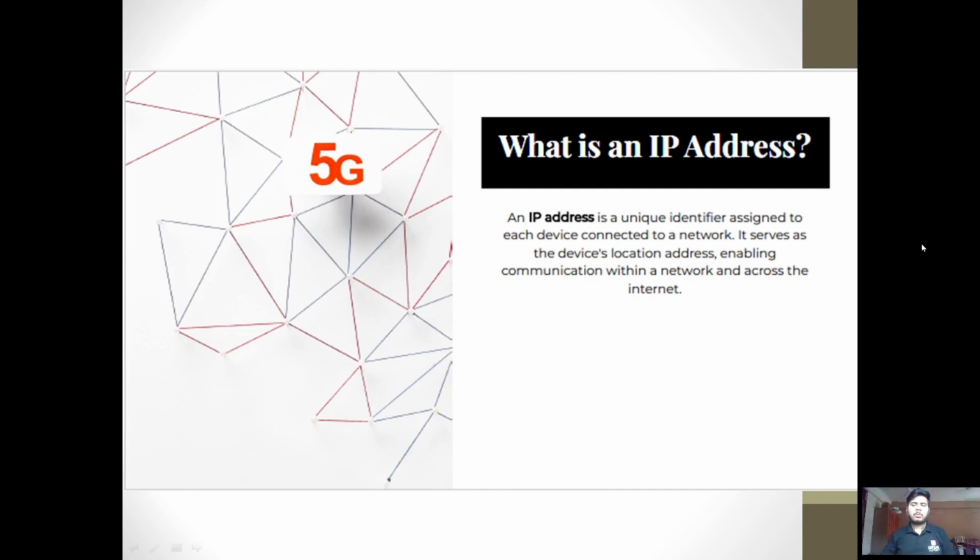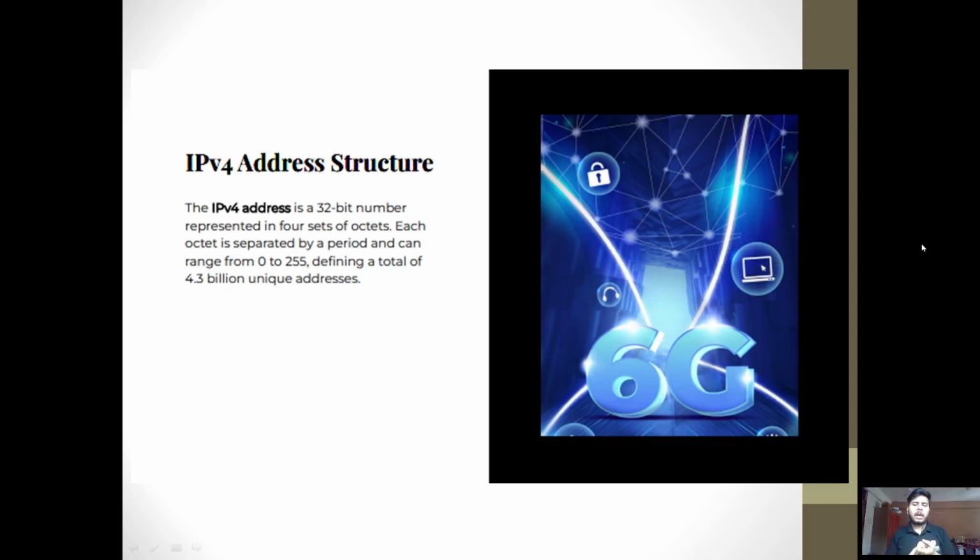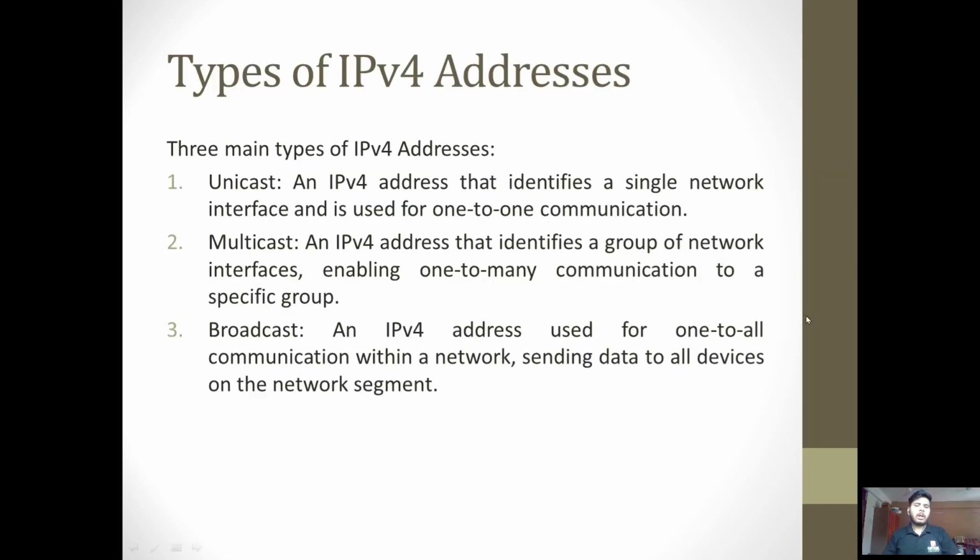Then it comes to the IPv4 addressing scheme. IPv4 is the fourth version of internet protocol. It uses a 32-bit number represented in 4 octets, and each octet is separated by a period and can range from 0 to 255, giving 2 raised to the power 32 addresses, that is over 4 billion addresses. IPv4 addresses are typically represented in dotted decimal notation, like 192.168.1.1.